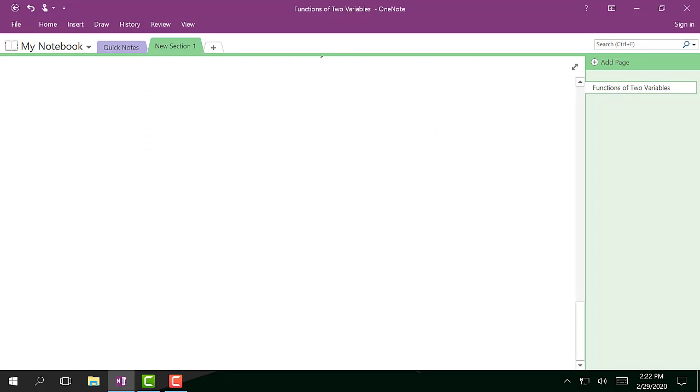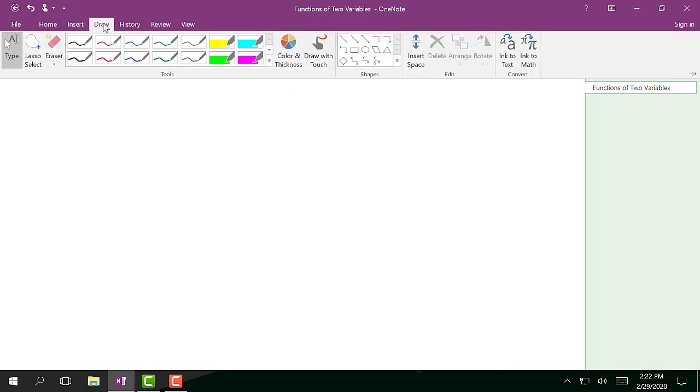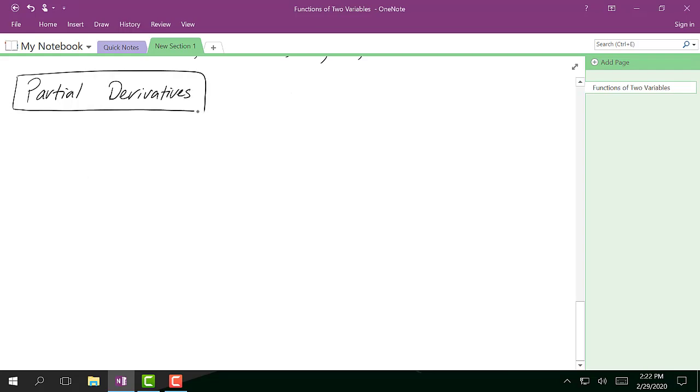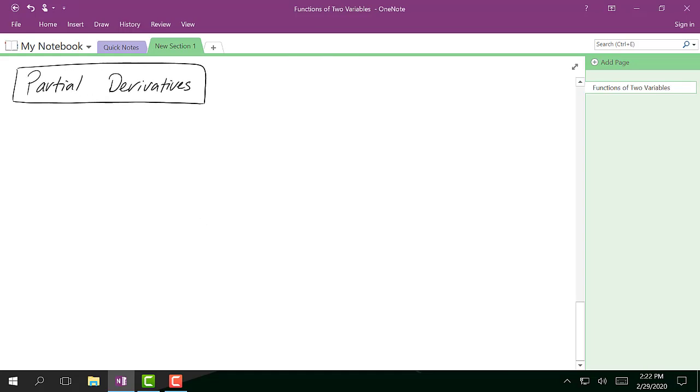Alright, so let's move on to our next topic, which is going to be partial derivatives. Now that we know what functions of multiple variables are, it's important for us to be able to do calculus with them. So we're going to take derivatives.